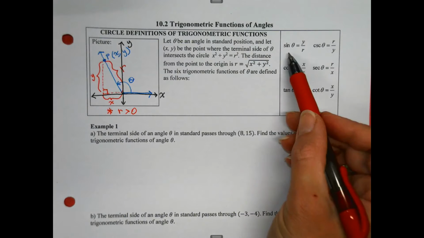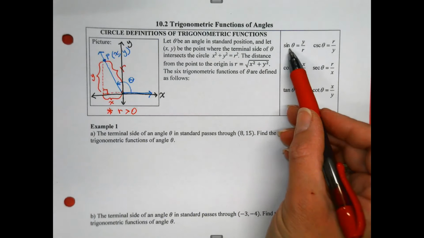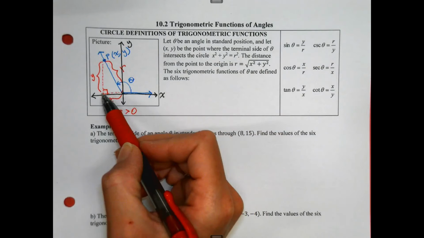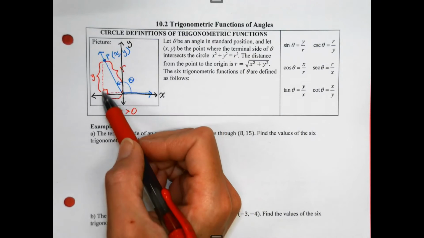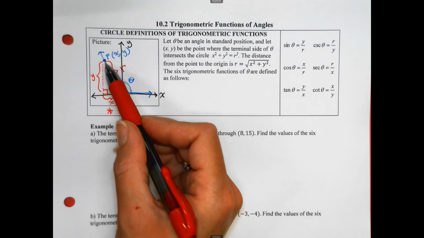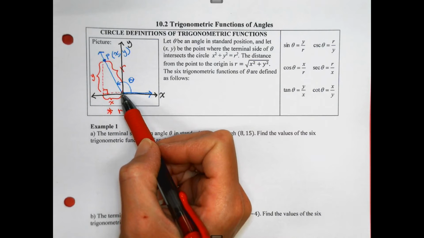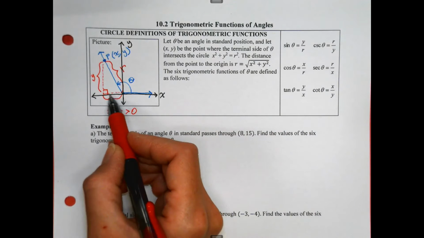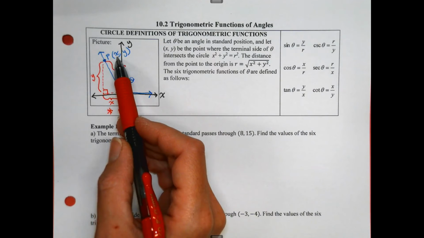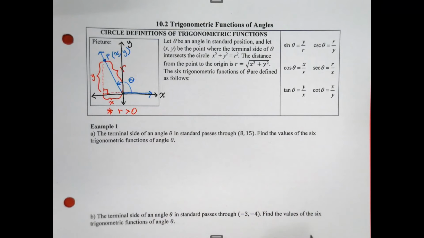So if we want to find sine, the sine of this angle is going to be the y value or the y coordinate, which is this distance here, divided by the radius or r. Cosine is the x distance or the x value divided by r, and so on.